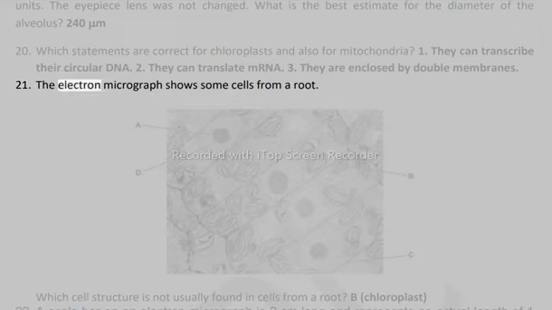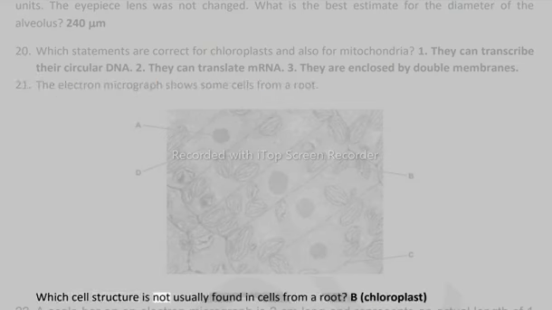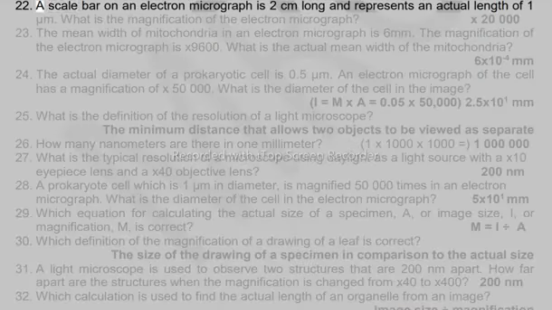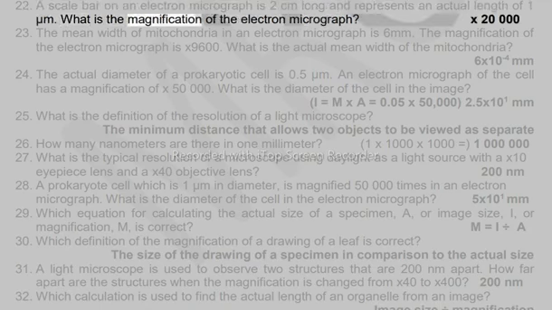21. The electron micrograph shows some cells from a root. Which cell structure is not usually found in cells from a root? Chloroplast. 22. A scale bar on an electron micrograph is 2 centimeters long and represents an actual length of 1 micrometer. What is the magnification of the electron micrograph?